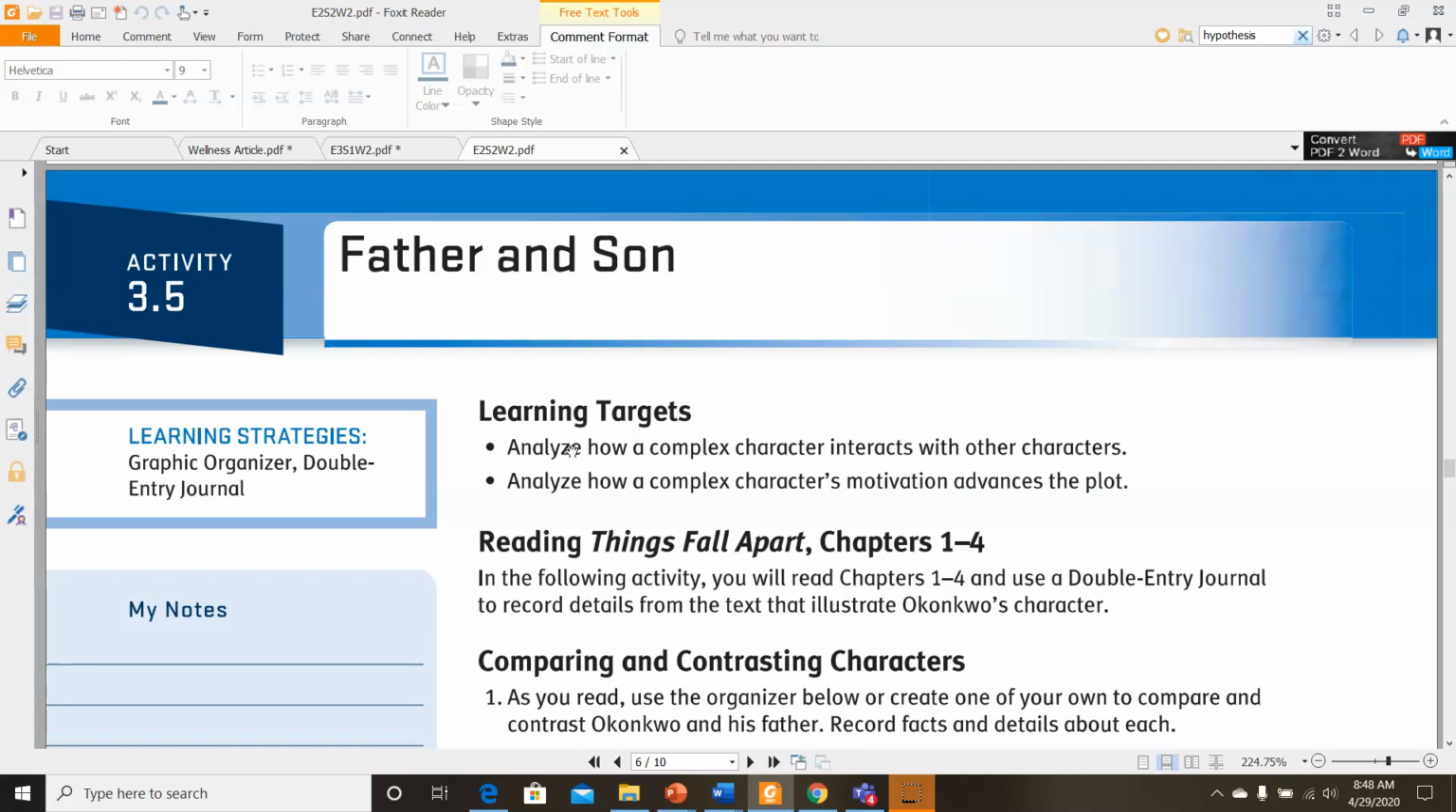For your double entry journal, I created a video to show you how to do that, and I will be posting it alongside this video with your week's assignments. I'll also be posting the PDF for Things Fall Apart so that you can make sure that you're reading those first 4 chapters before you go on with this assignment, because you won't be able to accurately answer the questions unless you've read those chapters.